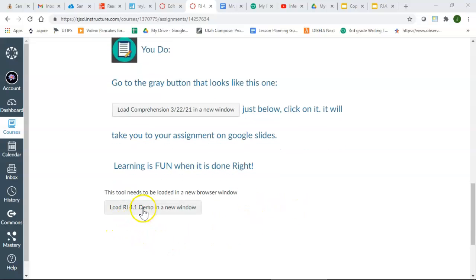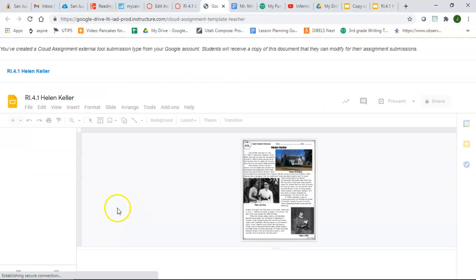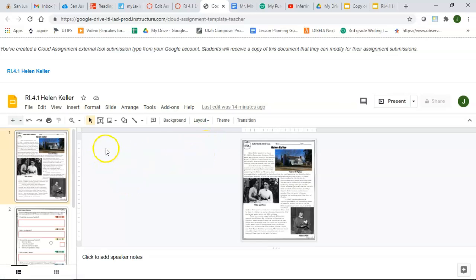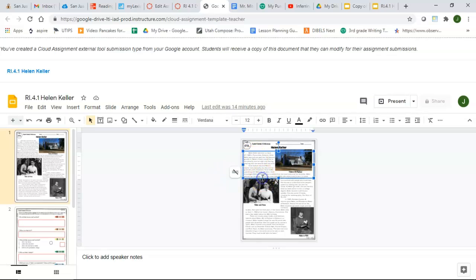So this is what your button is going to look like, this gray button. It looks kind of like this one. I've changed the name on this one because this is the demo. Your other one will look just like that one. All right? So I'm going to push this button to demonstrate. Okay, and when you get to this page, you're going to have to click on Helen Keller.